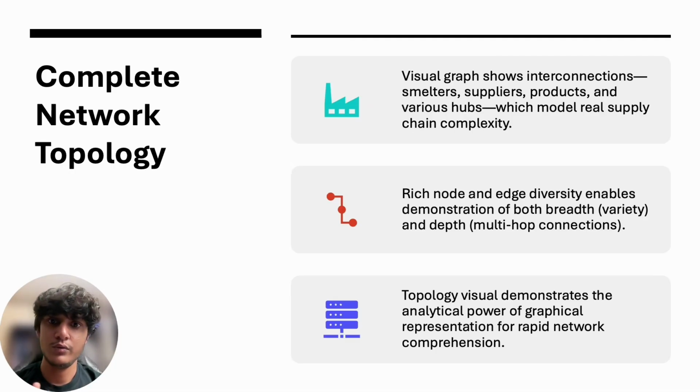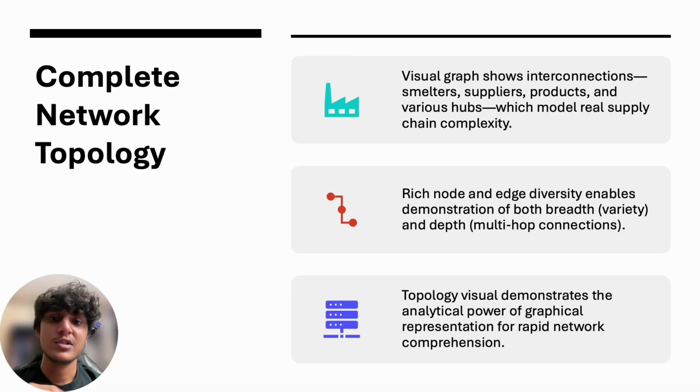Now, if you try to visualize this in a traditional relational database, you would have a bunch of tables with foreign keys, and honestly, it would be really hard to understand the relations at a glance. But with Neo4j's graph visualization, you can see the network. You literally see how one supplier connects to multiple smelters, how smelters feed into different products, and how everything flows through the supply chain. This isn't just pretty, it's functionally important because supply chain risk is all about understanding these connections.